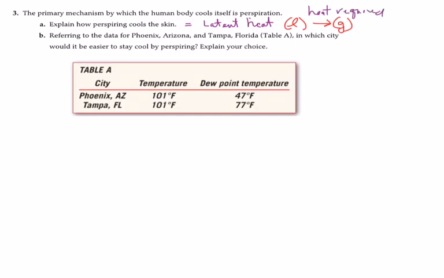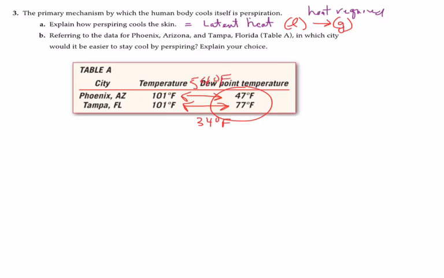The next one says, all right, look at these two locations, the dry heat in Phoenix and the humid heat in Tampa. Let's see. So remember, dew point temperature, the fact that Tampa's dew point temperature is only 34 degrees? Okay, which looks like a lot. So we have to lower it 34 degrees Fahrenheit in order to get dew to form. And here we have to lower it 54 degrees, yep.